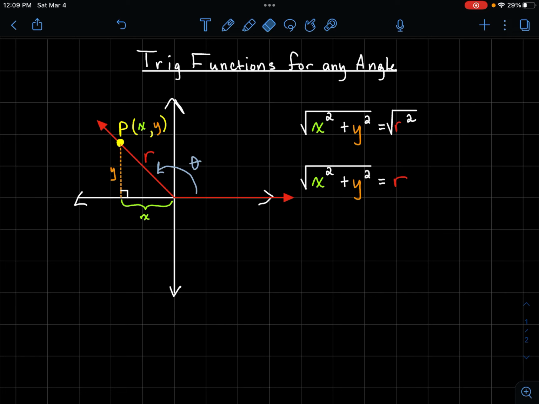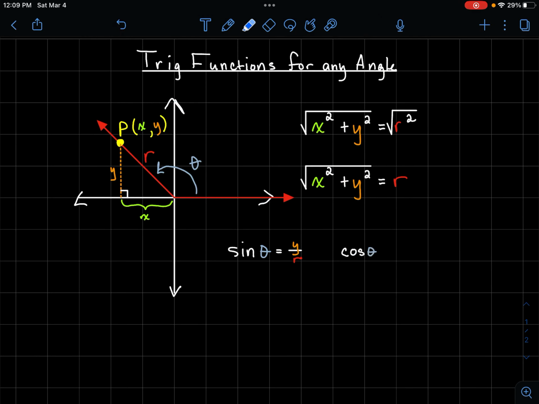But what this is going to give us is, can we find the basic trig functions of this triangle? So let's start with the sine. What is the sine of this angle? Well, we have to remember SOHCAHTOA. What's the opposite and the hypotenuse of this triangle? The opposite would be the y value. The hypotenuse is r. So then the sine of this angle would be y over r.